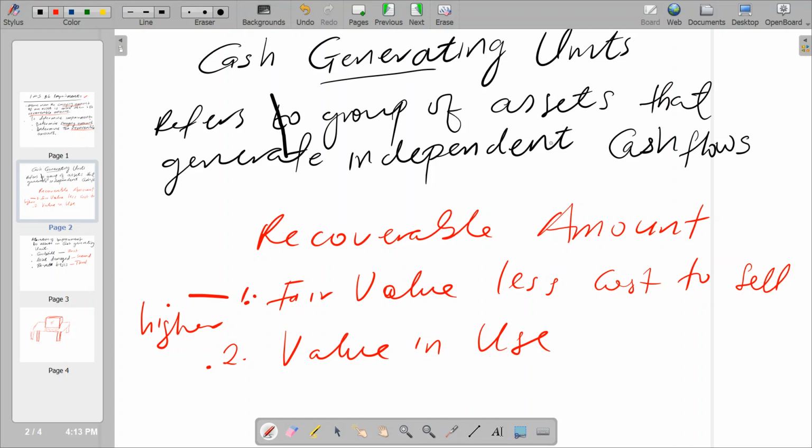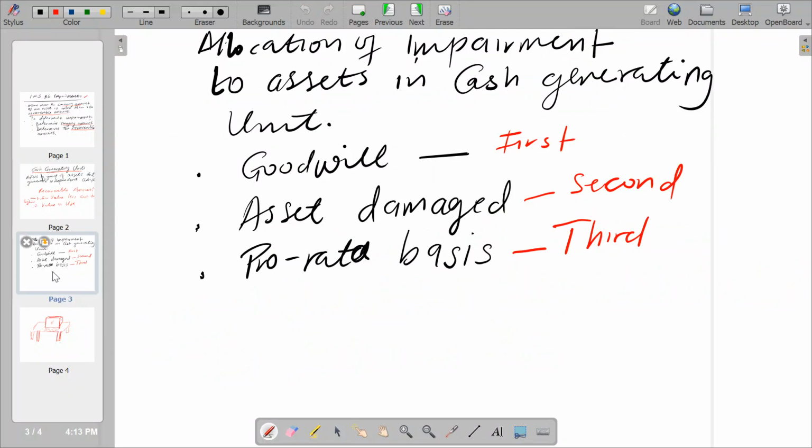Then we also learned about cash generating units. We said cash generating units refers to a group of assets that generate independent cash flows. So if you have a group of assets working together to generate cash flows, they are called cash generating units. And we said that if an asset belongs to a cash generating unit and it is impaired, then it means we have to carry out impairment tests on all the assets in the cash generating unit.